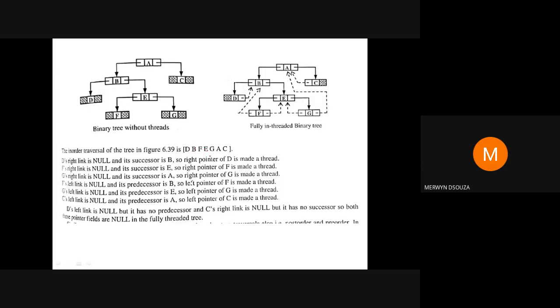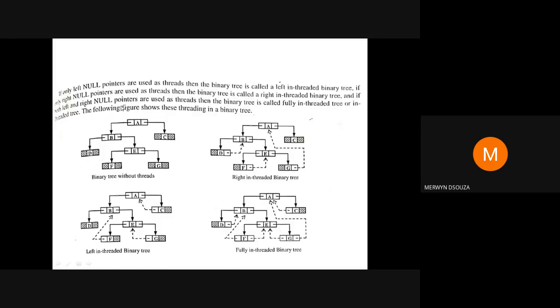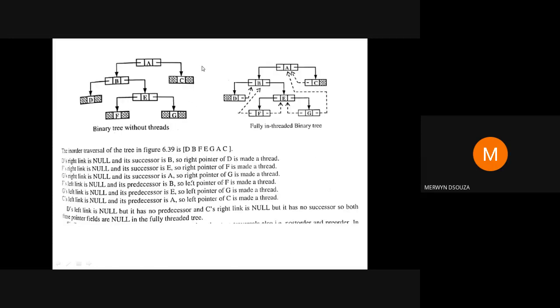The value preceding a node will be the predecessor, and the value after that node will be the successor of that node. Okay. Now this is very important because we have stated here that the left null pointer will store the in-order predecessor and the right null pointer will store the in-order successor. So remember this. Okay. So now, once you start drawing a fully in-threaded binary tree, this tree you have to draw just as it is given.